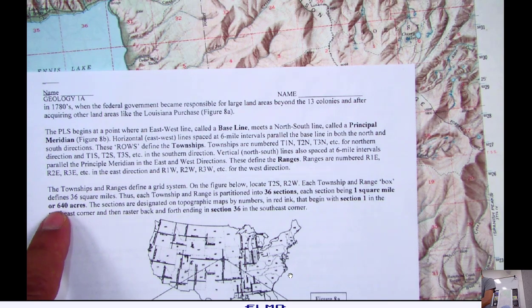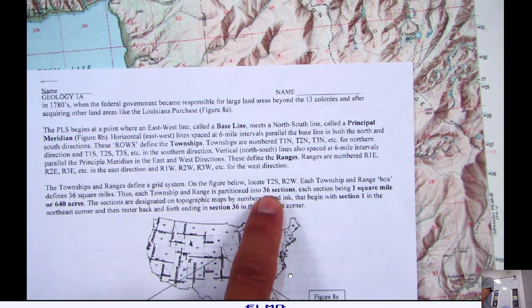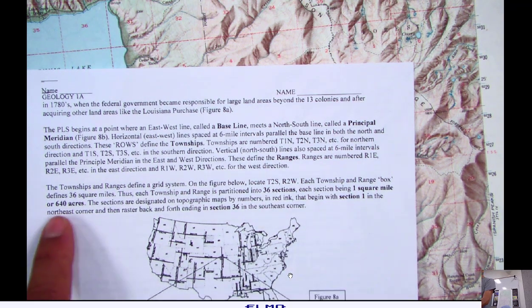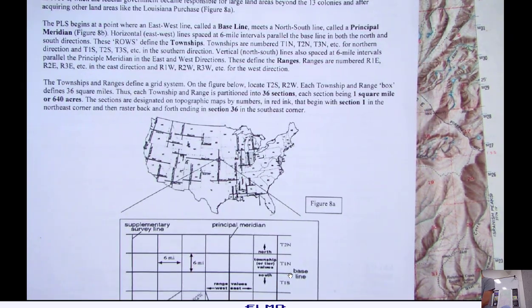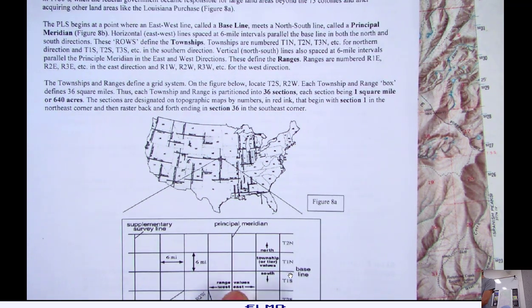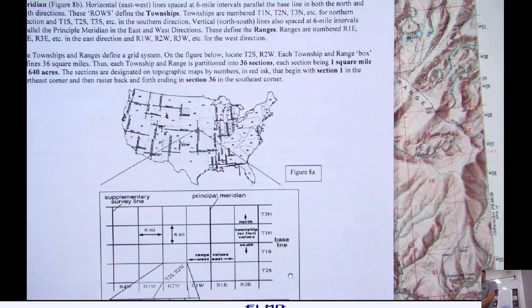Also note that one township and range has 36 sections, and each section is 1 square mile, right? Or 640 acres. In other words, a square mile is 640 acres. But the key thing is each township and range is 36 square miles, right? And because there are 36 of these little boxes in here, each one of these is 1 square mile. Then we can break these up, right?